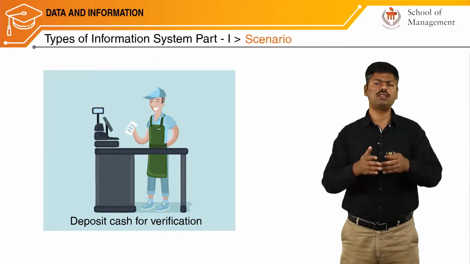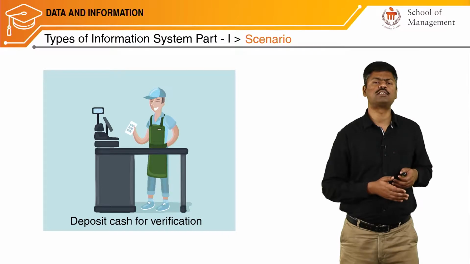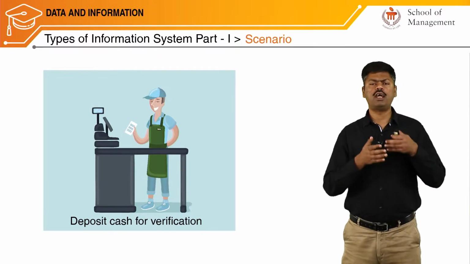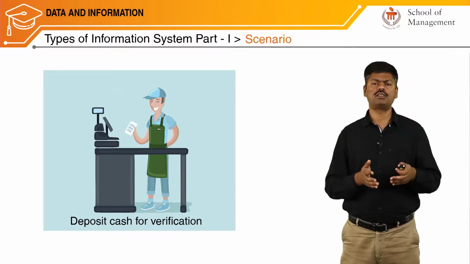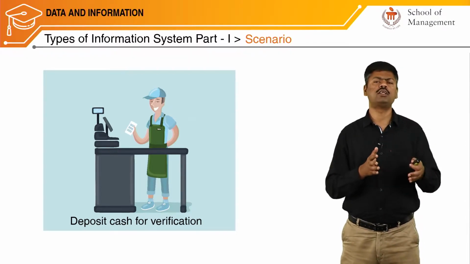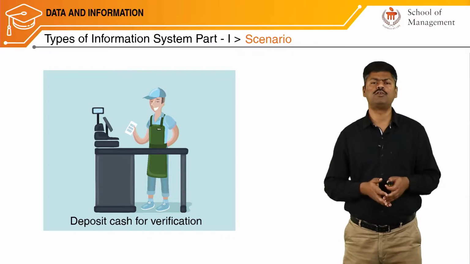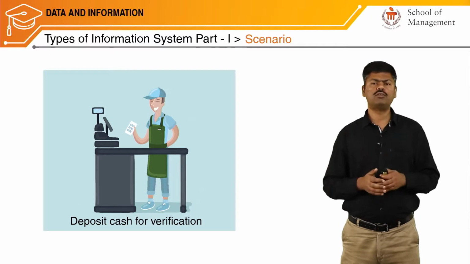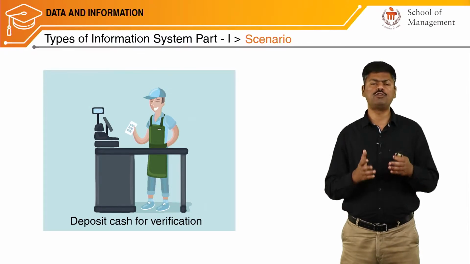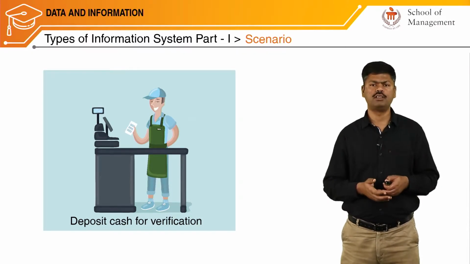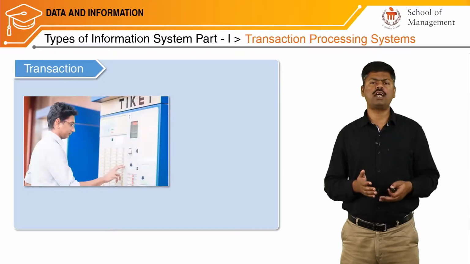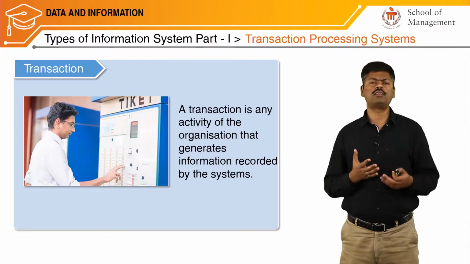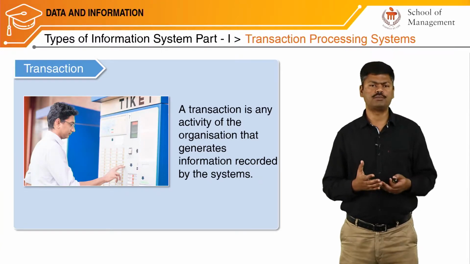Therefore, during the day, the number of transactions he has executed through his machine needs to have a record generated, and the same record and the cash which he has collected during his duty time needs to be submitted to his manager. Then only he can go for his own day off. Now, every day, what he was doing is transaction. Essentially, a transaction is an activity of the organization that generates information recorded by the systems.